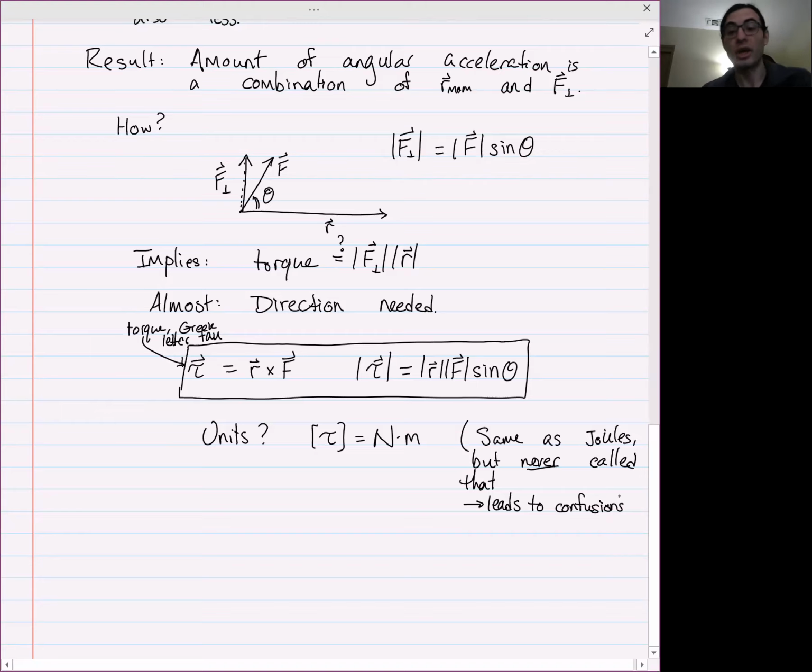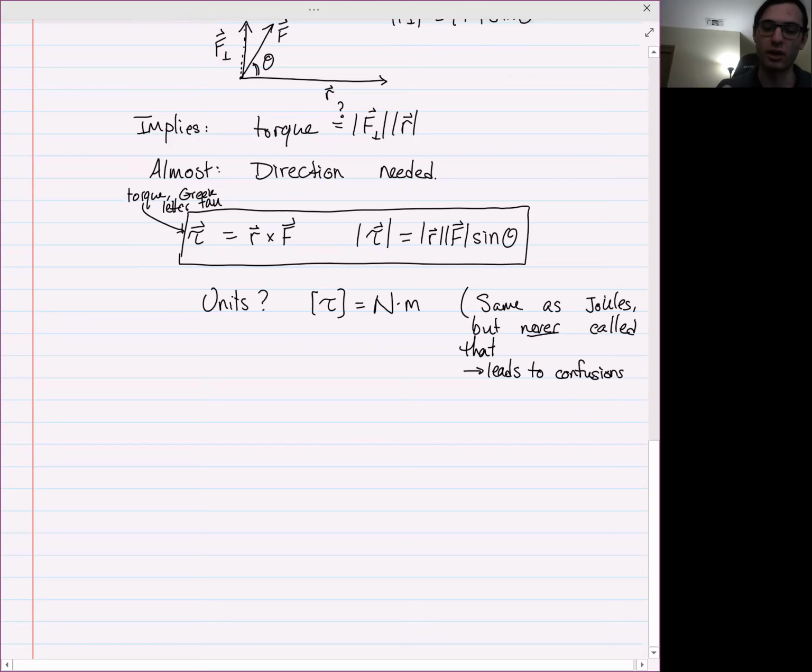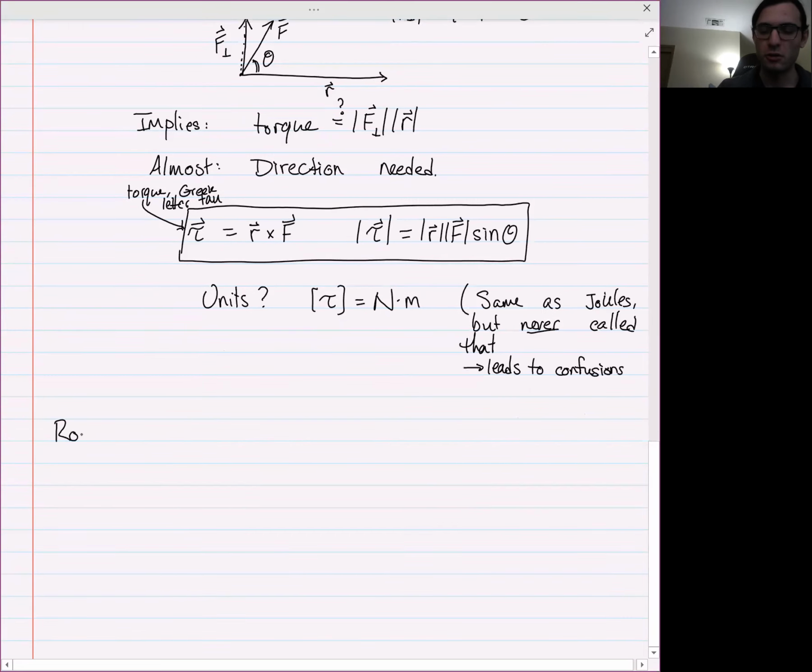Right. So okay, that's what torque is, but we still haven't figured out how to discuss how torque, which we know somehow is like the angular equivalent of force, relates to angular acceleration. So for that, we need a rotational second law, which is what we're going to cover now.